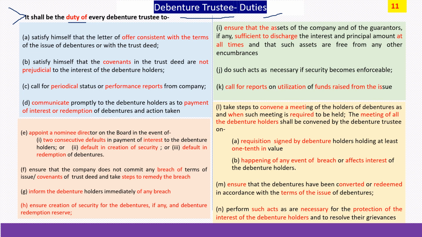A debenture trustee has to compare letter of offer with the terms of the issue and the trust deed. Are they matching? Is there any difference between the trust deed and the letter of offer? It is a matter of ensuring terms are consistent. Number 2, none of the conditions are prejudicial to the interest of debenture holders. That is ultimate in his mind. He has to get periodical performance reports from the company to assess, are the things moving as planned.